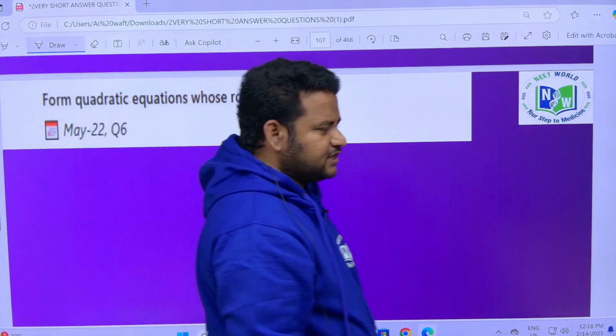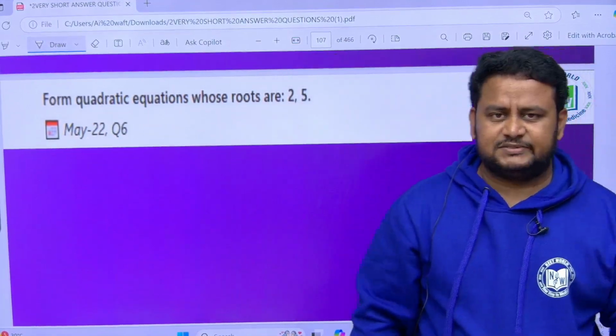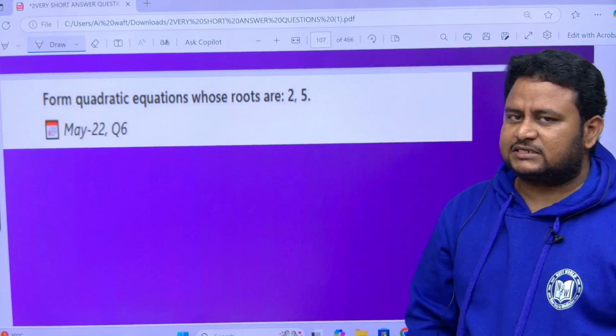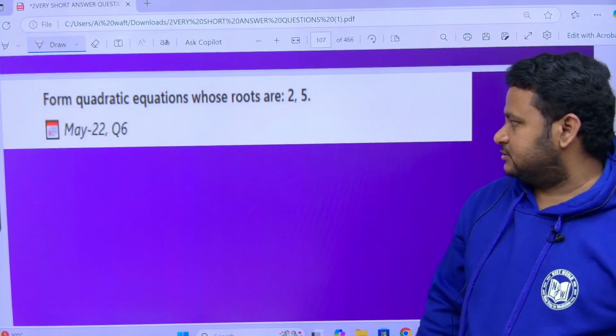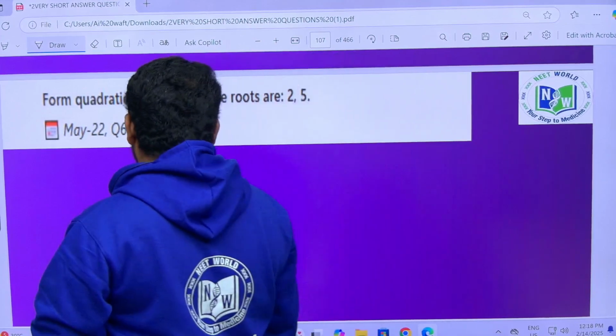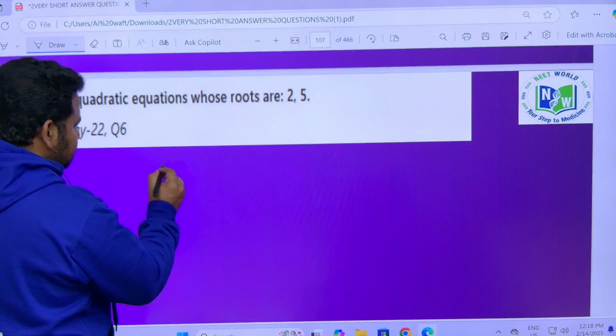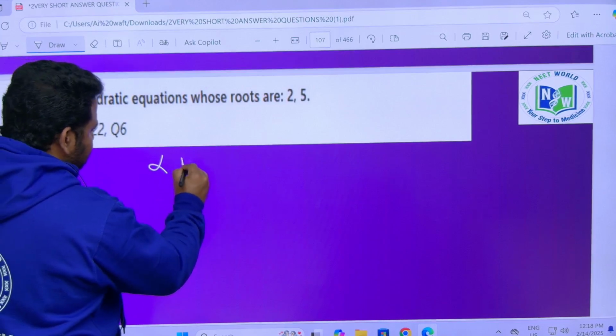So this is one of the types that they will give. They themselves will give the roots and ask us to find the quadratic equation. For this I will tell you, suppose alpha and beta are roots.